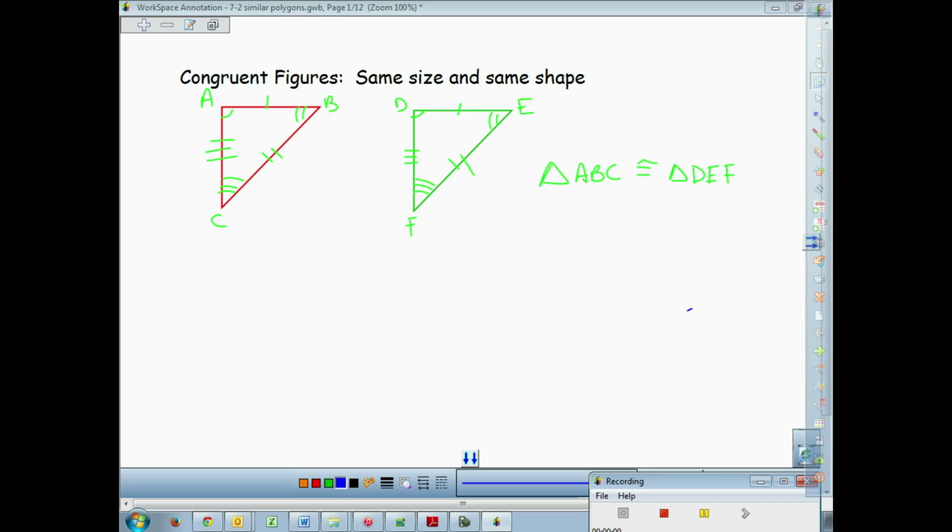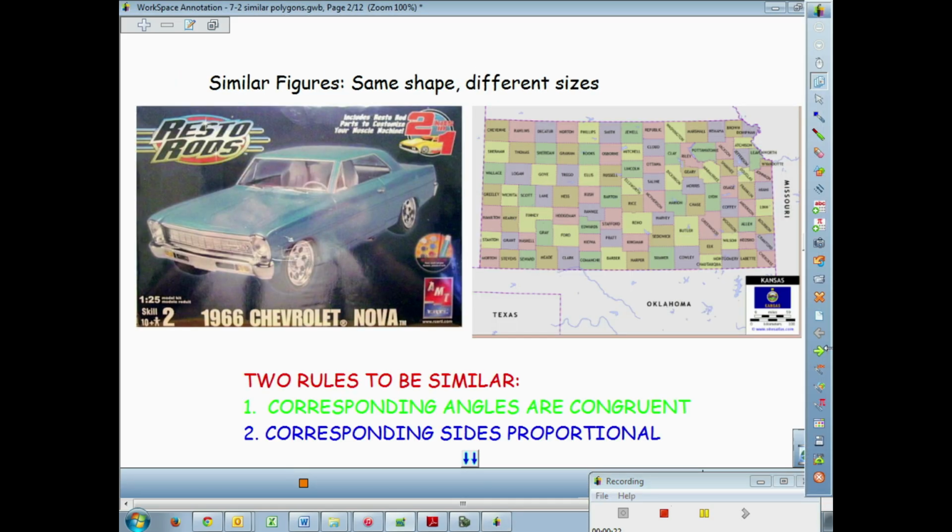So there are lots of things in this world that are similar to each other. In our own words, they'd be the same shape, but different sizes, right? Similar figures are the same shape, but different sizes. Here's some examples, like a model car. This right here is a model car of a 1966 Chevy Nova. It is the same shape as a 1966 Chevy Nova, but it is not the same size. Wouldn't that be ridiculous for it to be the same size as a 1966 Chevy Nova?